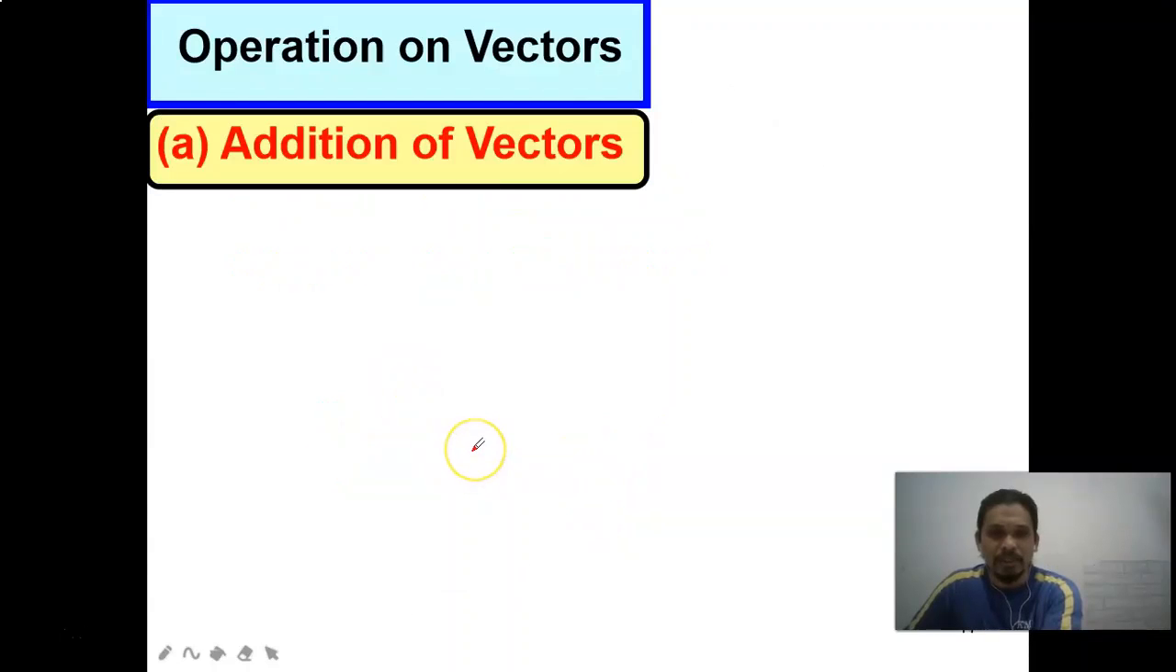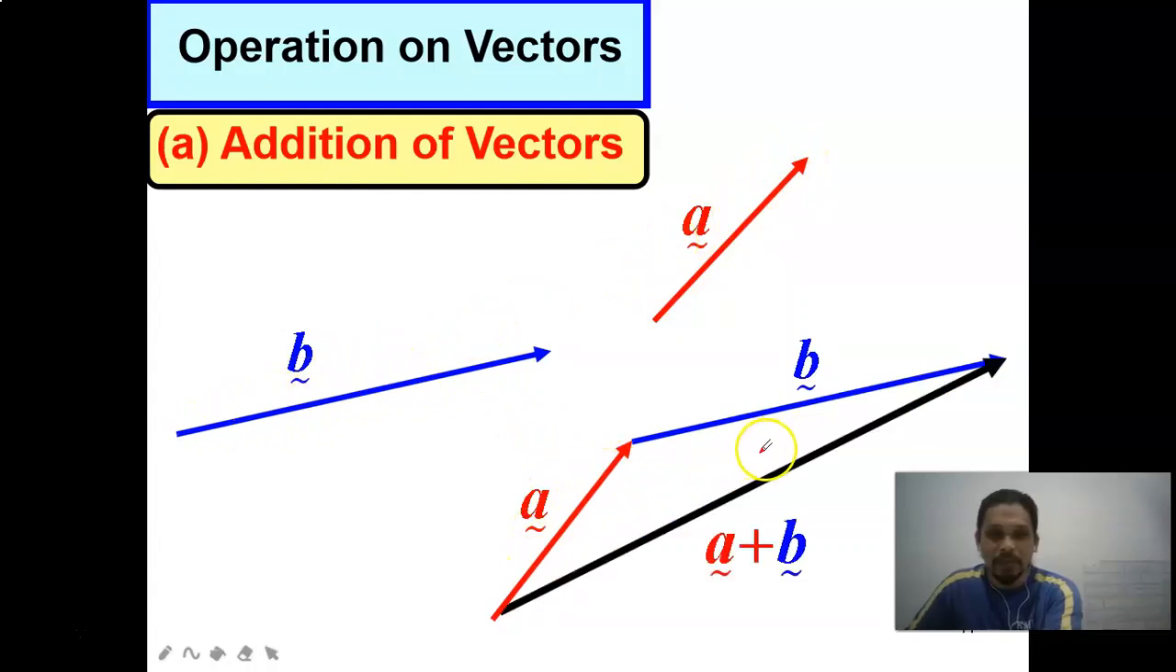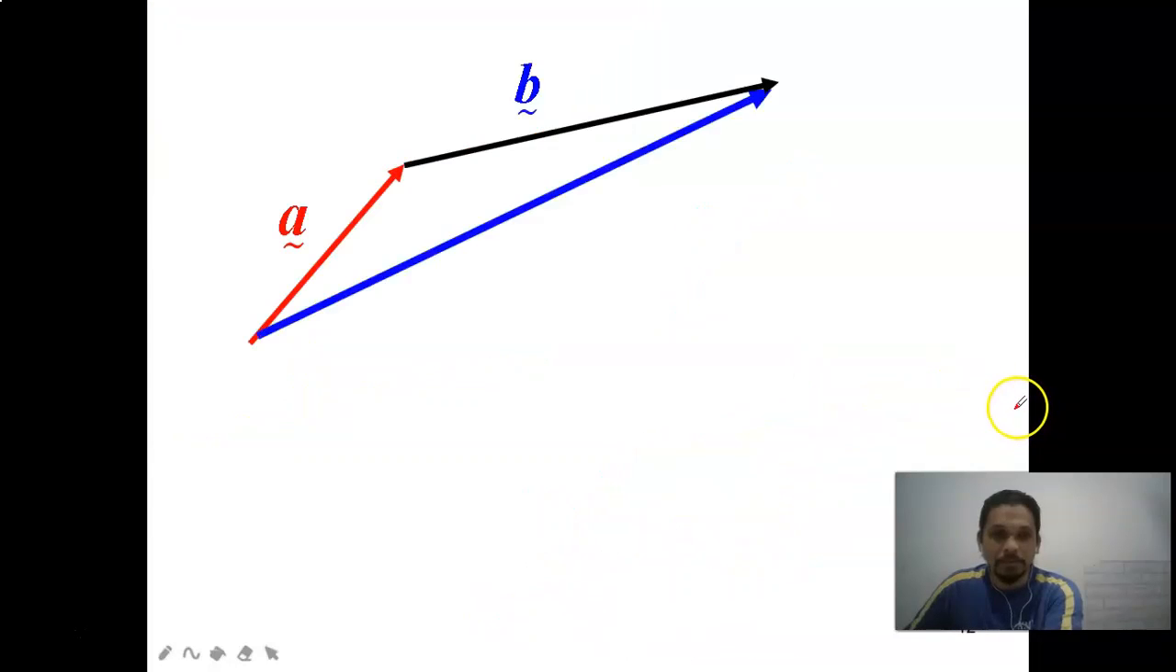And operations of vectors, addition. So vector A and vector B, if we combine them here, give us vector A plus B equal to vector AB, using the triangle law.